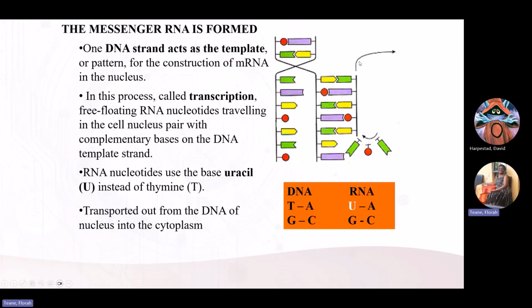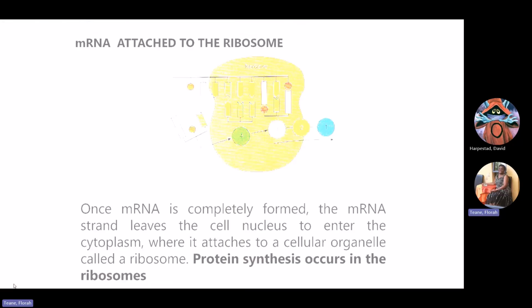Why does it leave the nucleus? Because it carries within it the message about a protein to be formed. And I said protein synthesis takes place in the ribosomes outside the nucleus. So this messenger here, which is messenger RNA, has copied the message. It is now leaving the nucleus to the ribosomes where proteins are being formed.